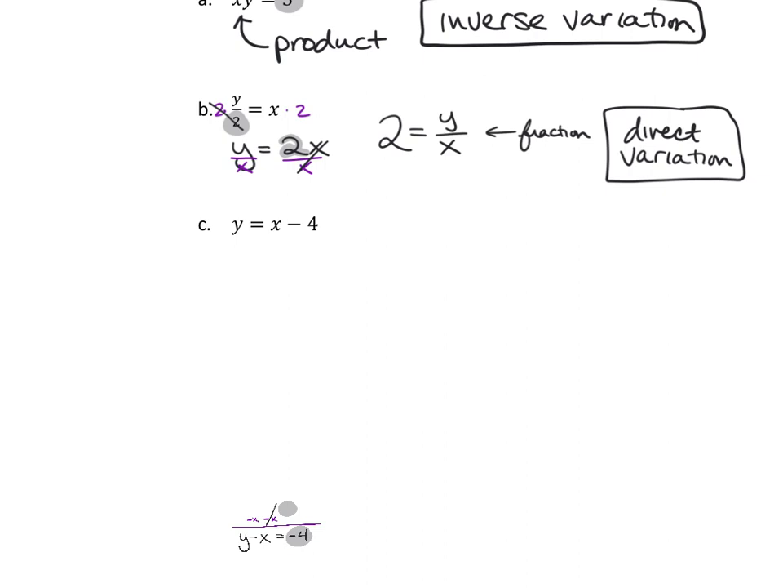So we look at the expression that we have on the other side. Is it multiplication? No, so it cannot be inverse variation. Is it a fraction? No. So it cannot be direct variation. So if I eliminated both answer choices, you would just answer with neither. Because it is not a product and it is not a quotient. That's a whole subtraction problem. If you end up with subtraction or addition, you say neither.